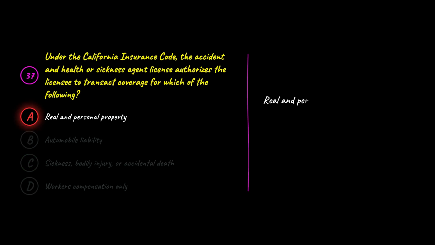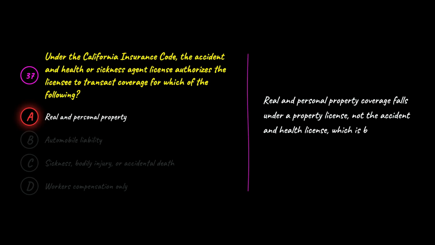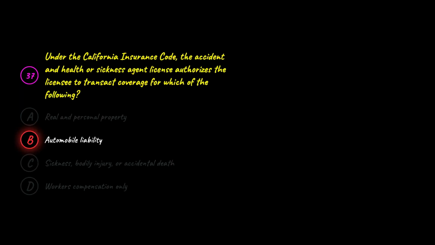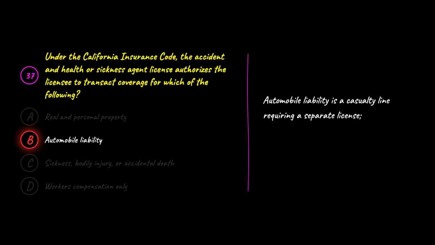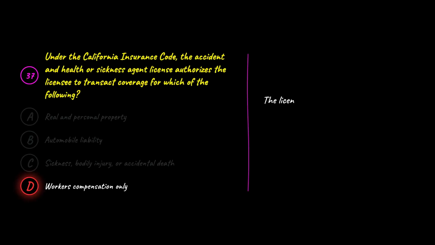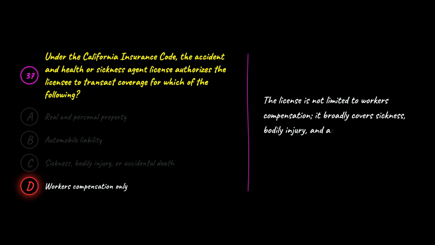A is wrong because real and personal property coverage falls under a property license, not the accident and health license, which is built around sickness and injury. B is wrong because automobile liability is a casualty line requiring a separate license. The accident and health agent has no authority to transact it. D is wrong because the license is not limited to workers' compensation. It broadly covers sickness, bodily injury, and accidental death for individuals.